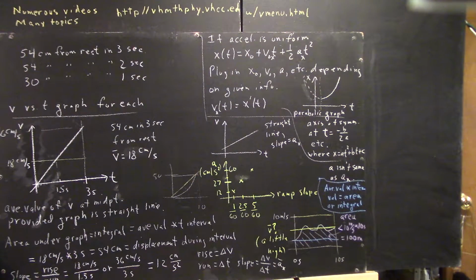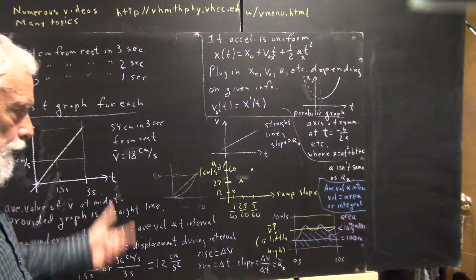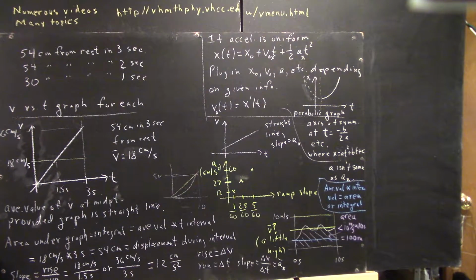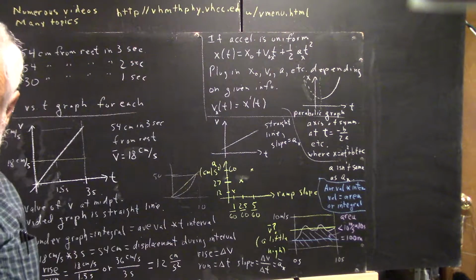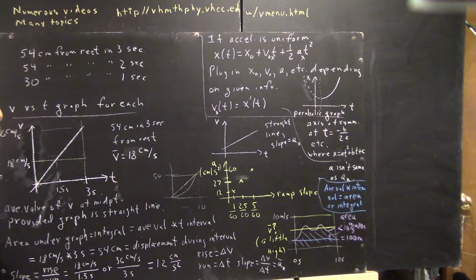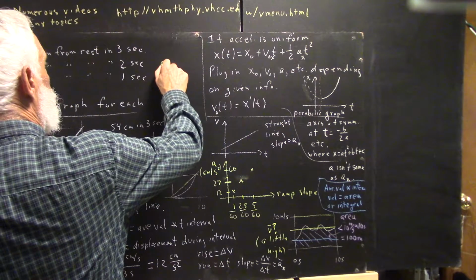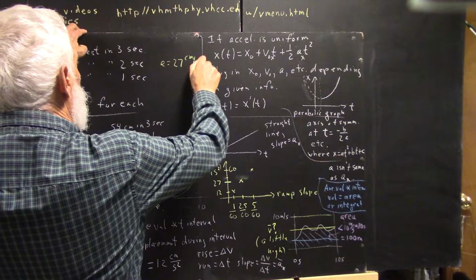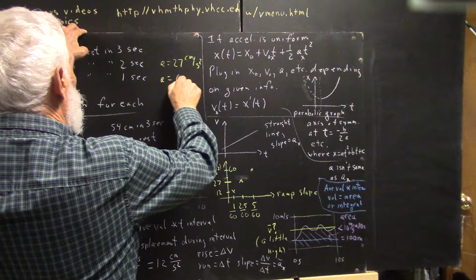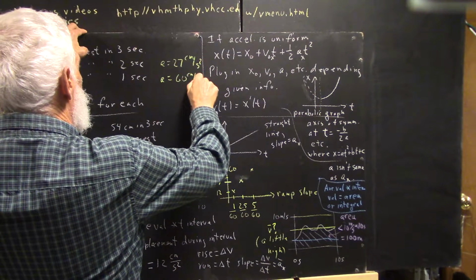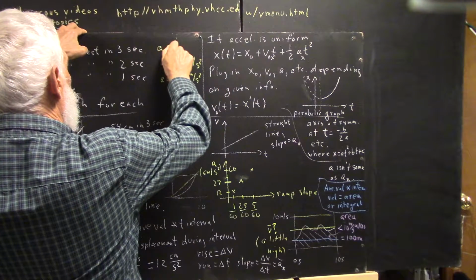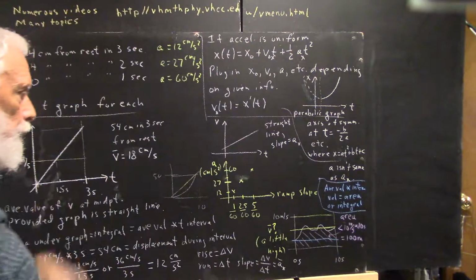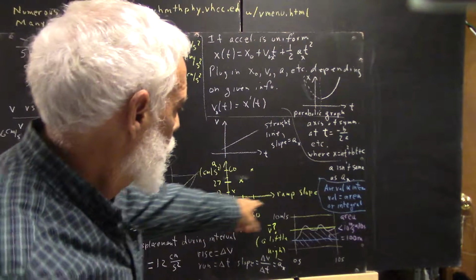Okay, now if you do the calculations and do the graphs and reason it out, we find that the acceleration here would be 27 centimeters per second squared. Here it would be 60 centimeters per second squared. Here it was 12 centimeters per second squared. I'm going to put that on this green graph here.